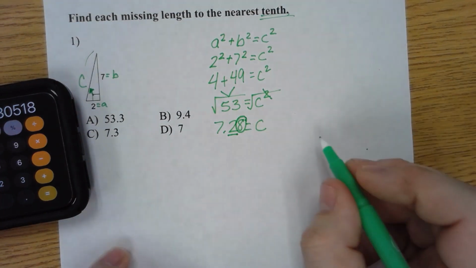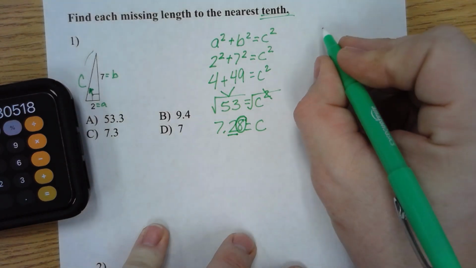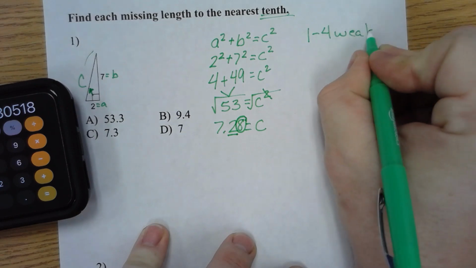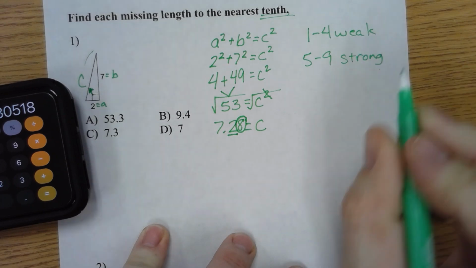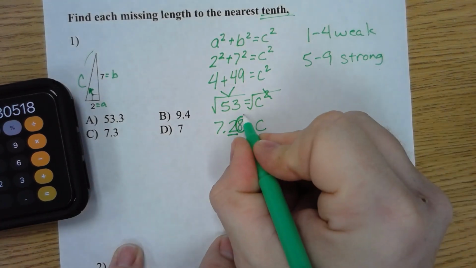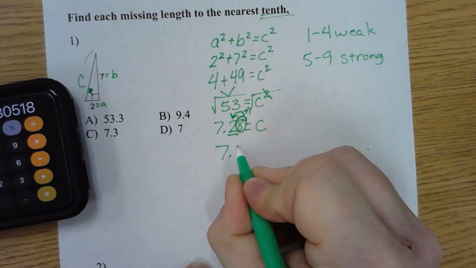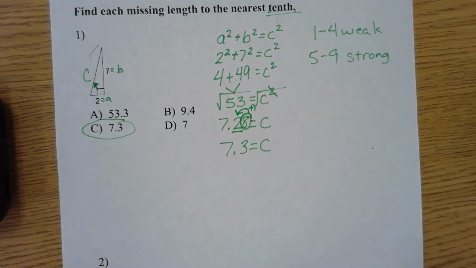If you remember, numbers 1 through 4 are weak, and 5 through 9 are strong. When we have a weak number, it stays the same. If we have a strong number, we add one more. 8 is strong, so that means we add one more. So our answer would be 7.3, which is answer choice C.